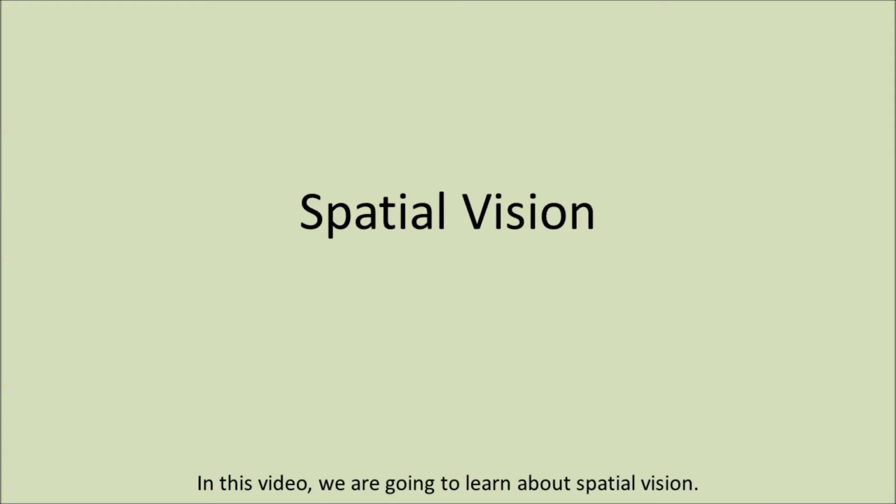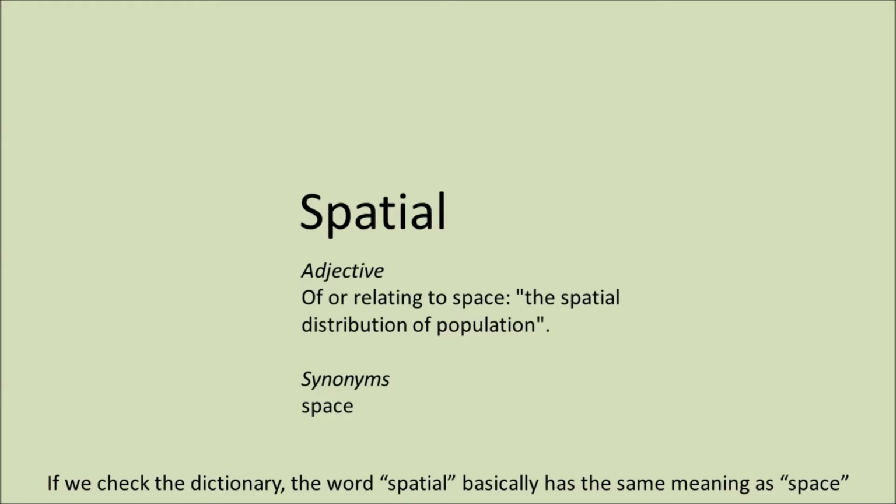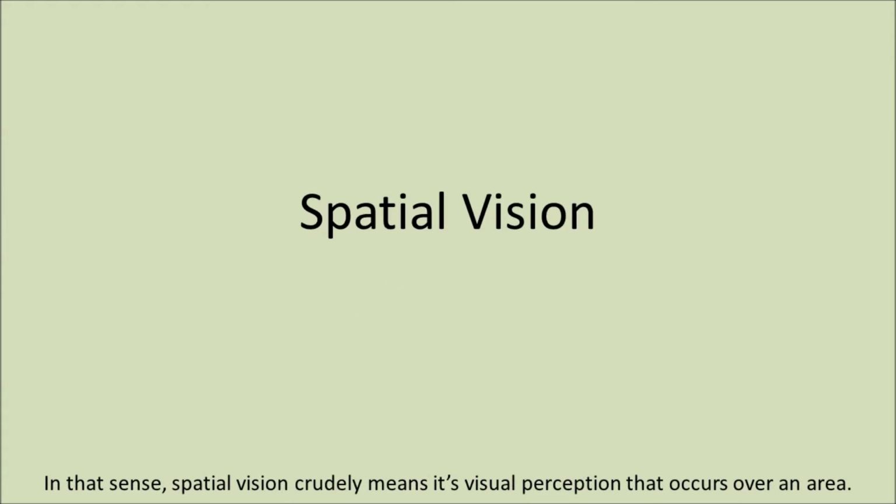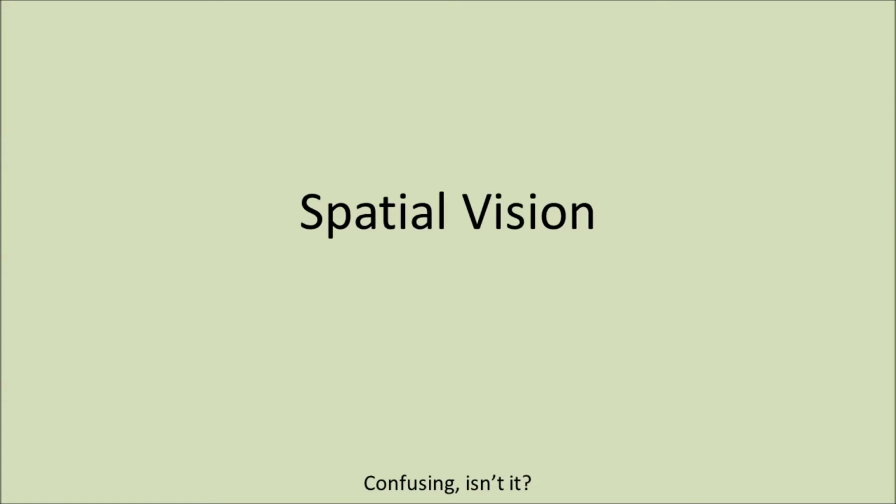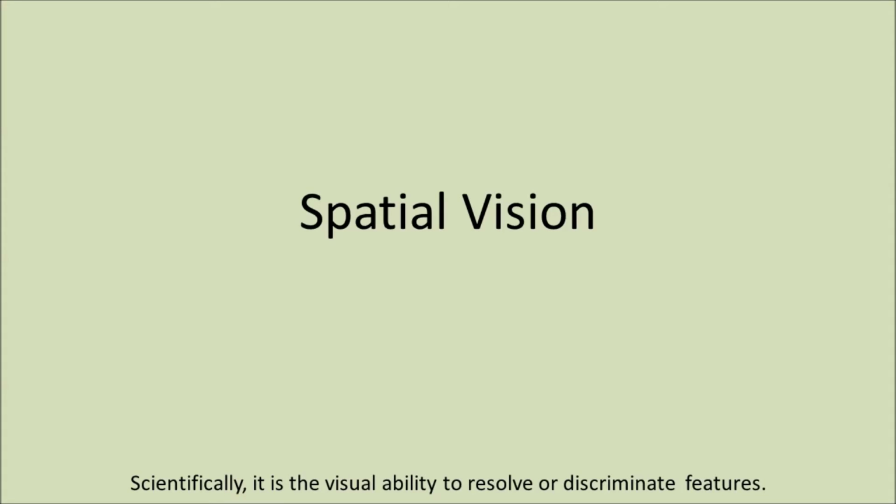In this video, we are going to learn about spatial vision. What does the word spatial mean? If we check the dictionary, the word spatial basically has the same meaning as space. In that sense, spatial vision crudely means it's visual perception that occurs over an area. Confusing, isn't it? Scientifically, it is the visual ability to resolve or discriminate features.